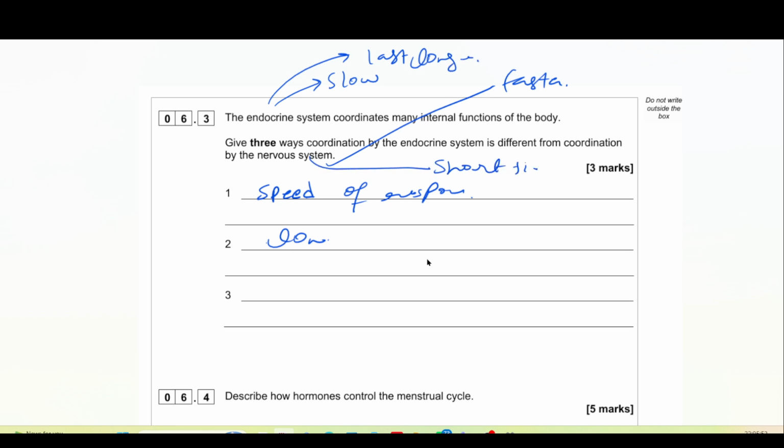Okay, third one is method of transmission. Endocrine system uses chemicals or hormones. You can write chemical or hormones, any name. They are transported through blood, but in the nervous system, the electrical signal is transported by neurons. So this is transported by blood. Now this is by neurons.